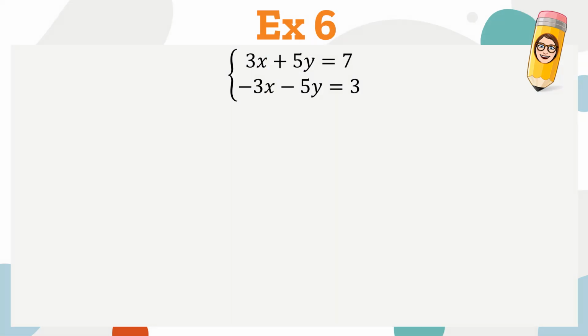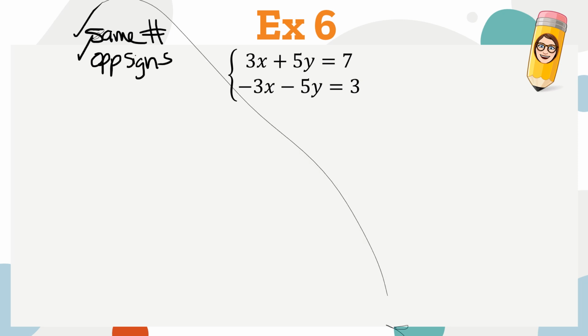All right, let's try our next one. First of all, they're lined up. Second of all, we need to acknowledge, do I have the same number? I'm just going to use the x's first. I do. Do I have opposite signs? I sure do. So we get to jump straight into this example with what I like to call some old school addition.